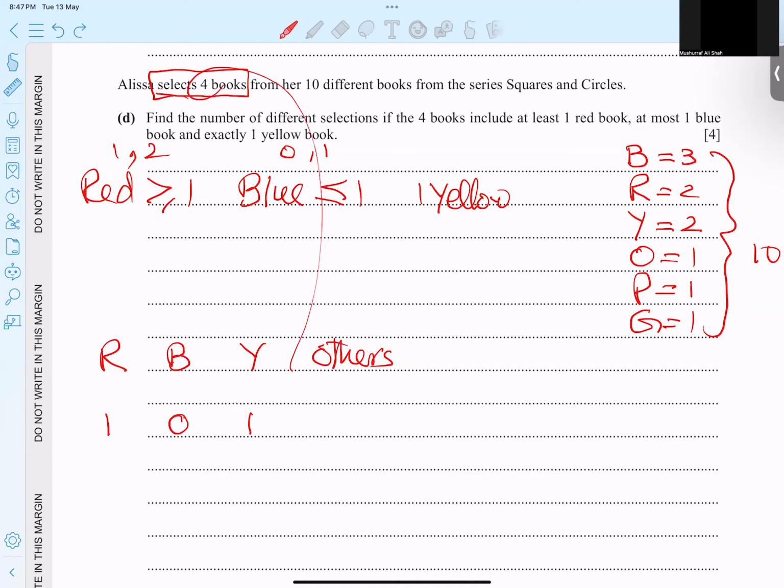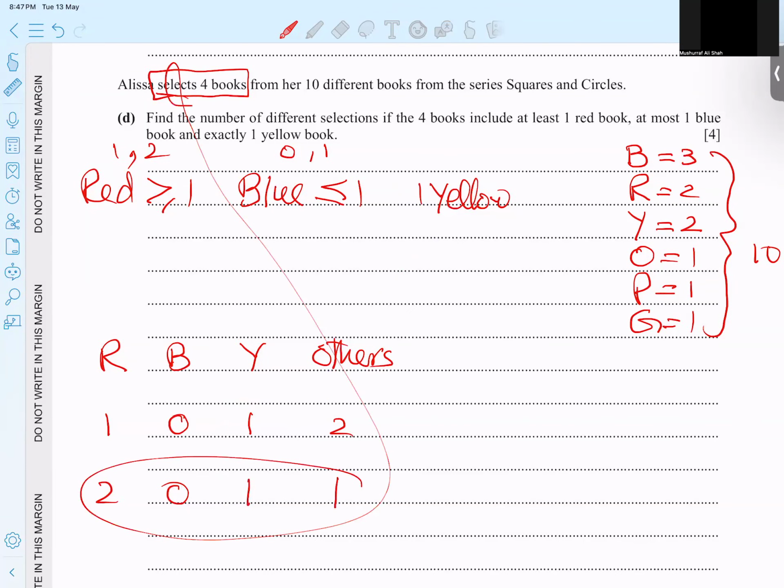Okay, how many do we need? Total 4. So 2 come from the others. I repeat, I started from the smallest number. Okay, now this is one option. Second option: if I take red 2, and blue remains 0, and yellow is exactly 1 according to the plan, then I need 1 more to make it 4.